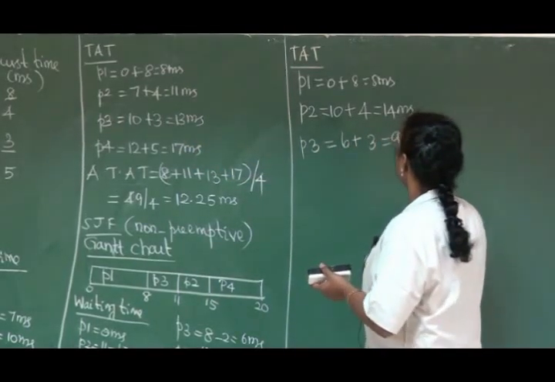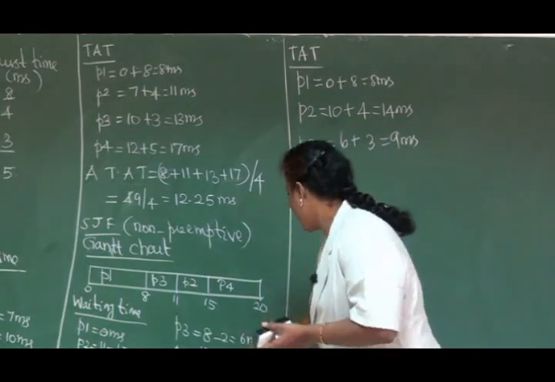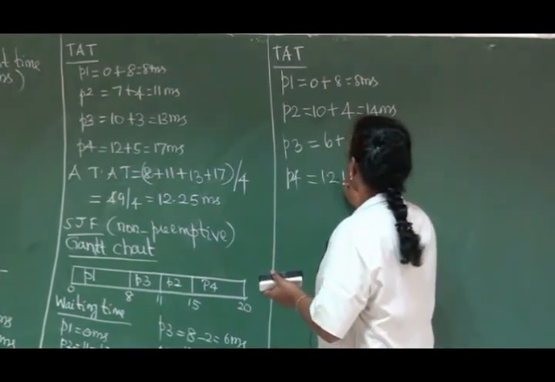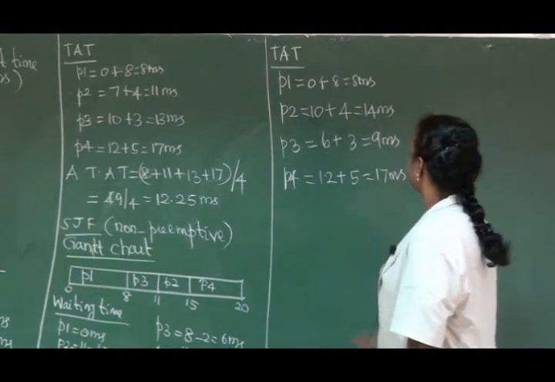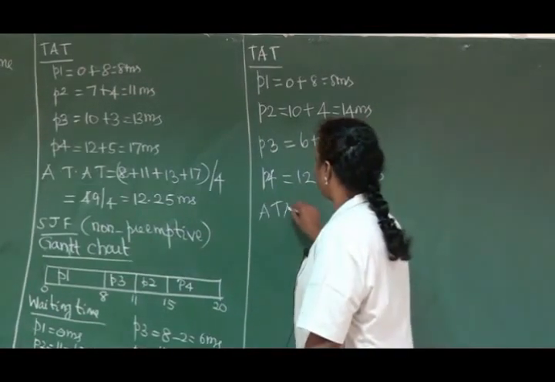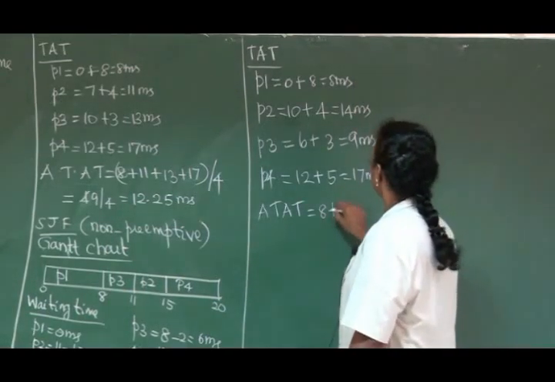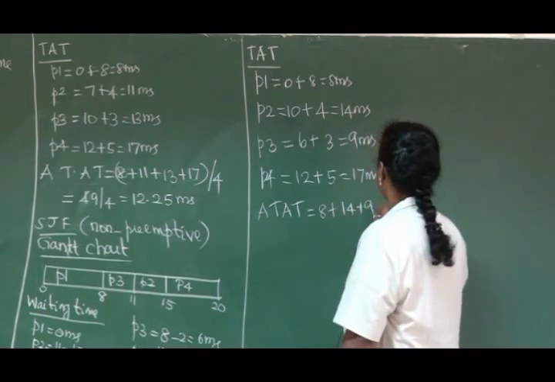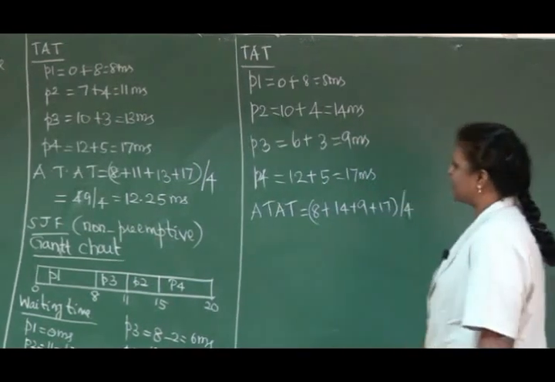Then the waiting time of P3 is 6 milliseconds and its burst time is 3. So it is 9 milliseconds. Then the waiting time of P4 is 12 milliseconds and its burst time is 5. So 17 milliseconds. Now we have to find the average turnaround time. So average turnaround time is equal to 8 plus 14 plus 9 plus 17 divided by the total number of processes, that is 4.